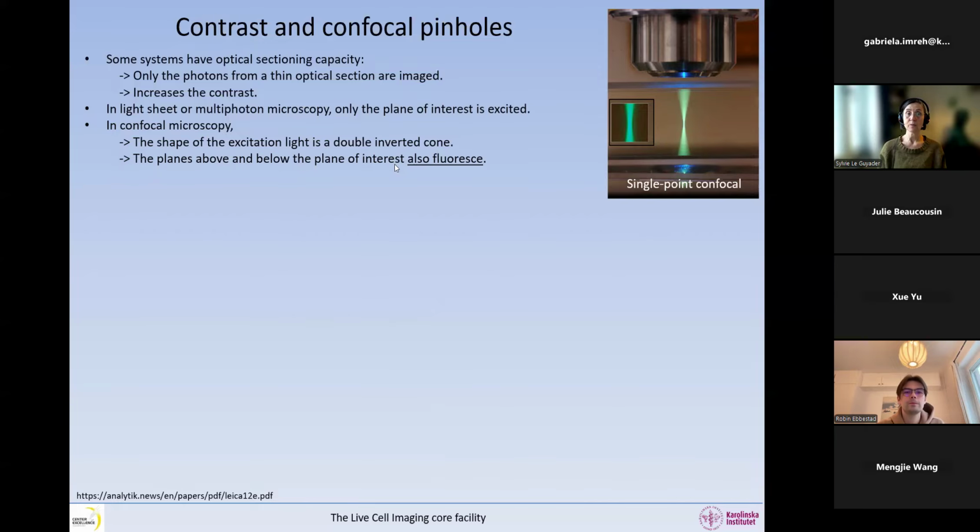Okay, so the planes above and below the plane of interest also fluoresce and are bleached, and they emit light. But the pinhole rejects the light that comes from the out-of-focus planes, and therefore we're increasing the contrast. So this is what the pinhole is doing. It's increasing the contrast, except when you close the pinhole more than one Airy unit, then you're also increasing the resolution. Okay, but up to one Airy unit and above, what we're increasing when we close the pinhole down to one Airy unit is the contrast.